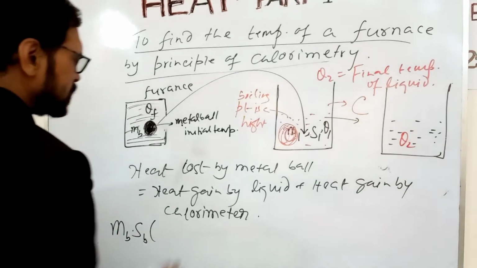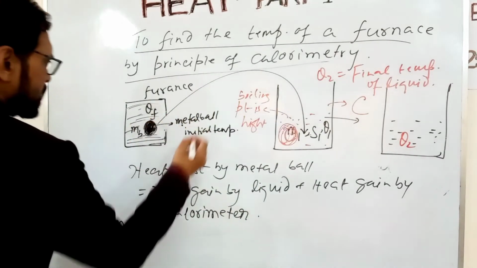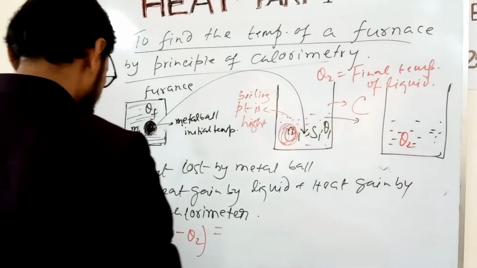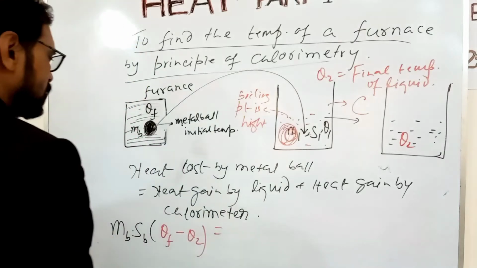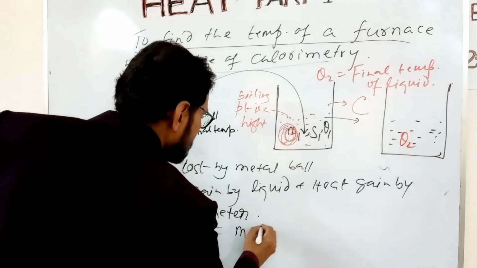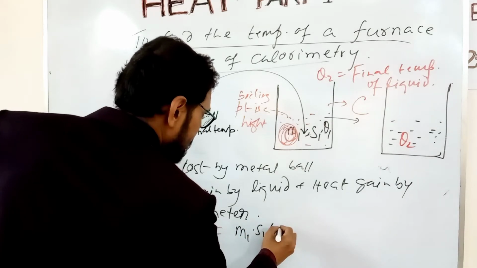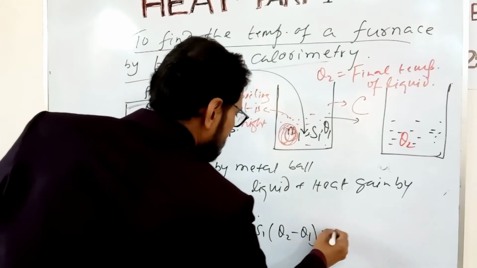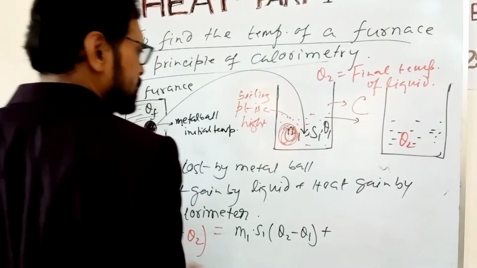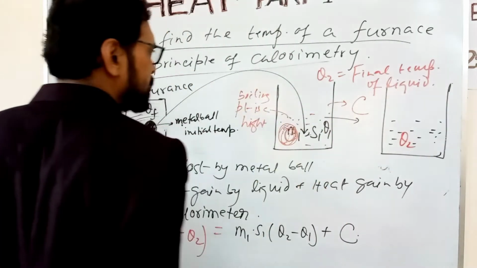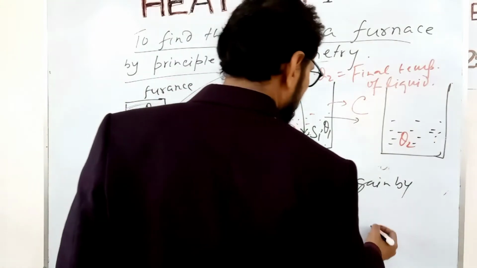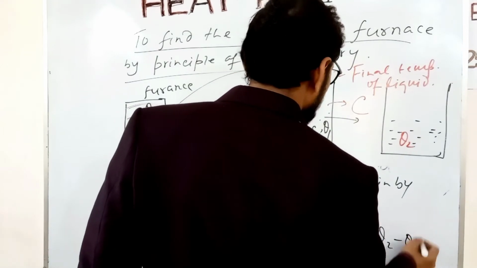So mass into specific heat into temperature decrease of the metal ball will be theta f minus theta 2, equal to the heat lost. Heat gained by the liquid will be mass into specific heat into temperature rise. Temperature rise is theta 2 minus theta 1, plus heat gained by the calorimeter. Heat gained by the calorimeter is heat capacity, which means mass into specific heat into temperature rise. Temperature rise is theta 2 minus theta 1.